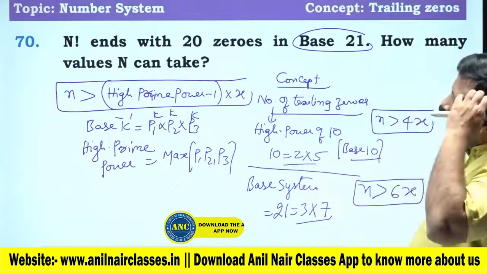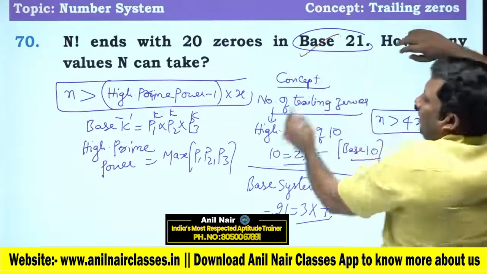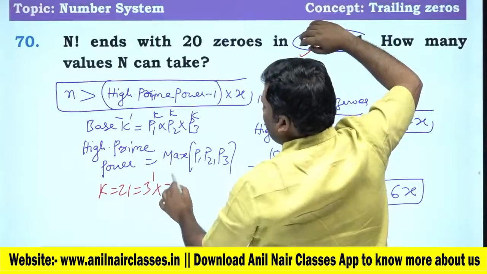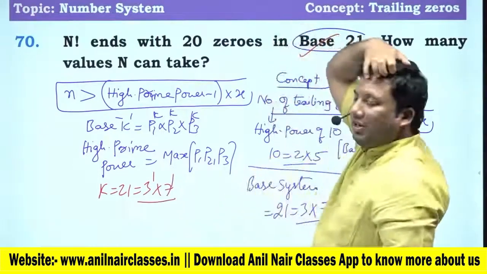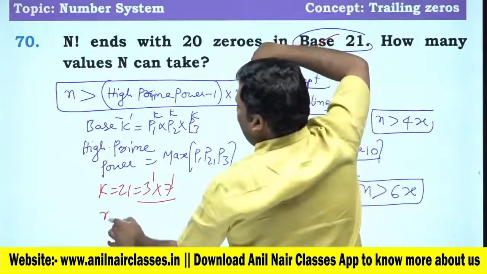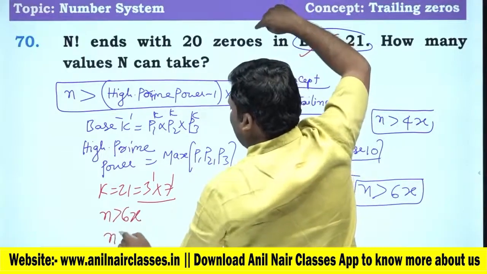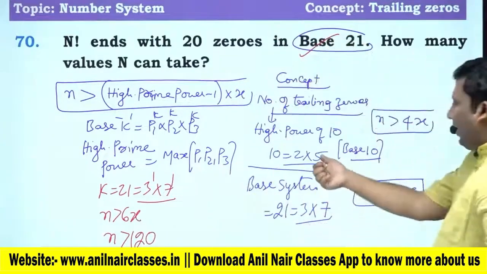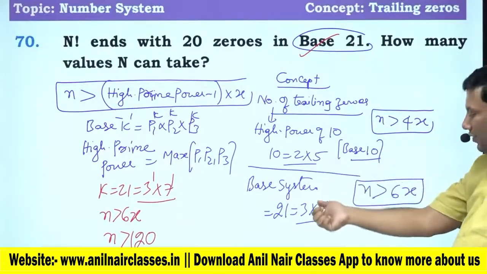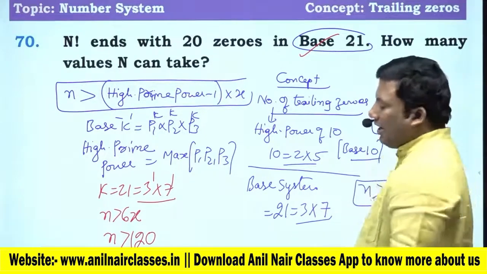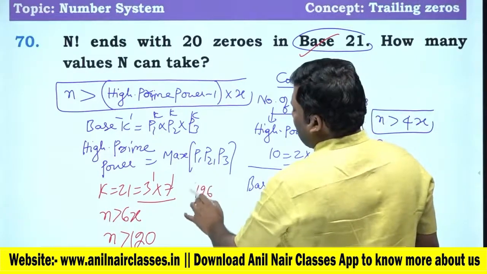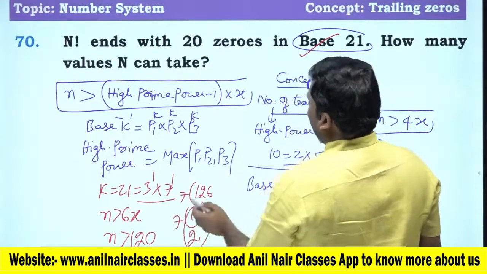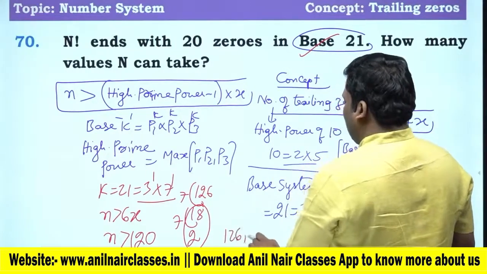N factorial ends with 20 zeros in base 21. K is 21, which is 3 into 7. What is the maximum value of 3 and 7? 7. So n is greater than 6x, n is greater than 120. What is the multiple of 5? I took it because the highest is 5. What is the multiple of 7 greater than 120? 126. 7 18s and 7 2s, 18 plus 2, 20. So 126 works.